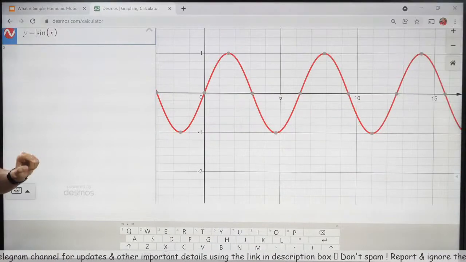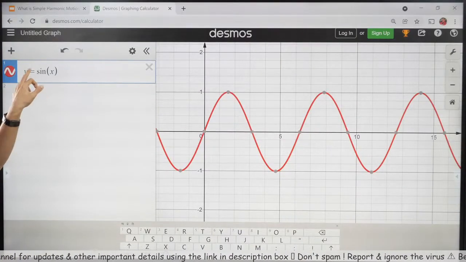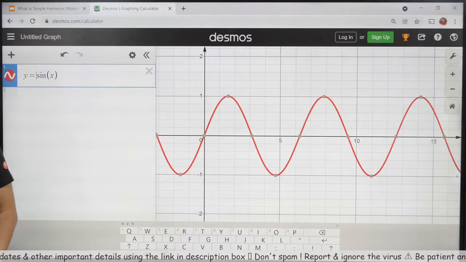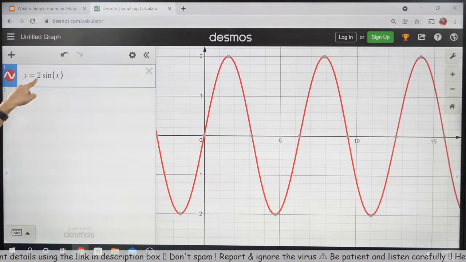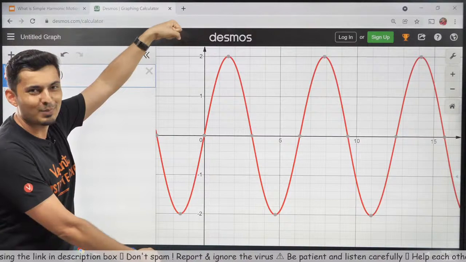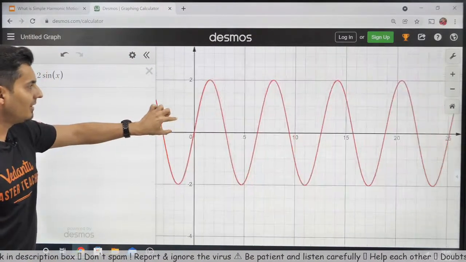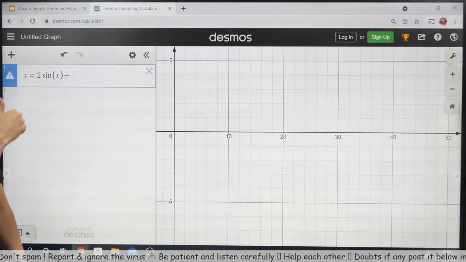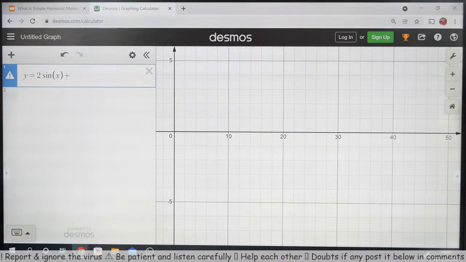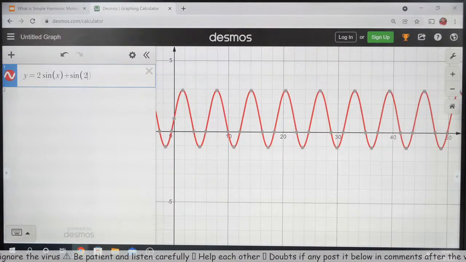What if I change this a little bit? Okay, so I'll just probably do something. Maybe I add some number like 2. Whoa, the moment I make it 2, you saw that it got expanded. Beautiful, interesting. Okay, how about I add something to it? Maybe let's say sine of 2x to it.